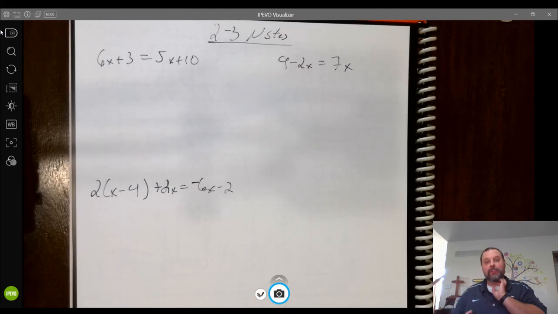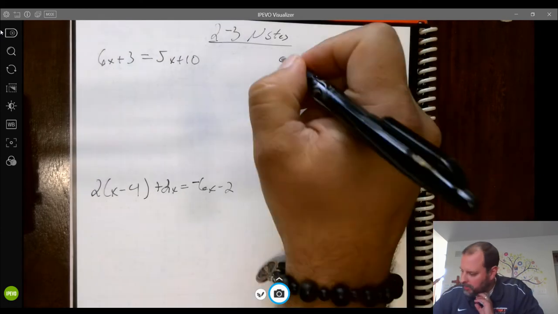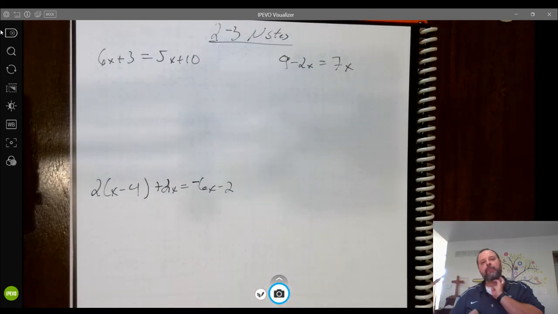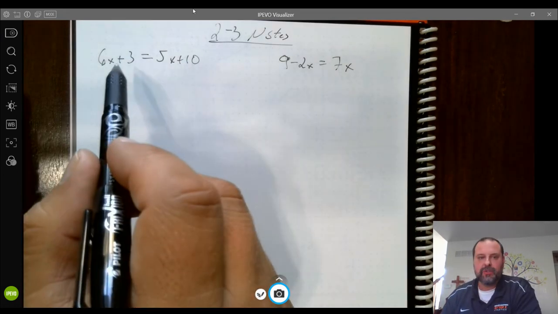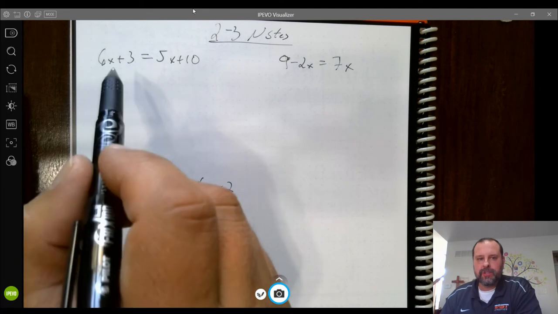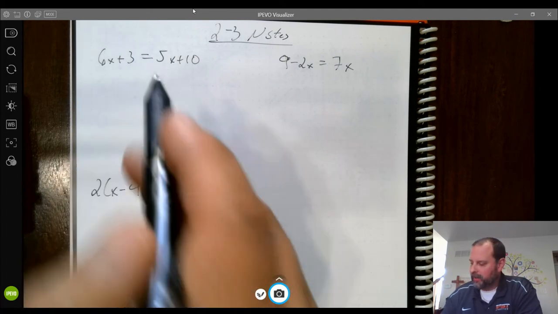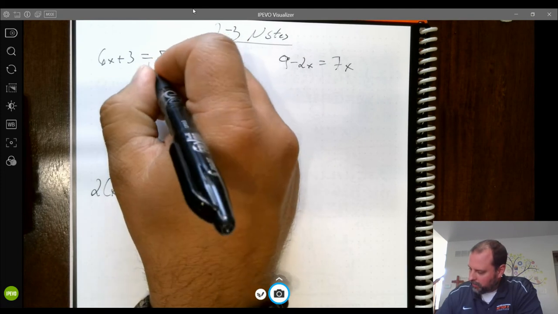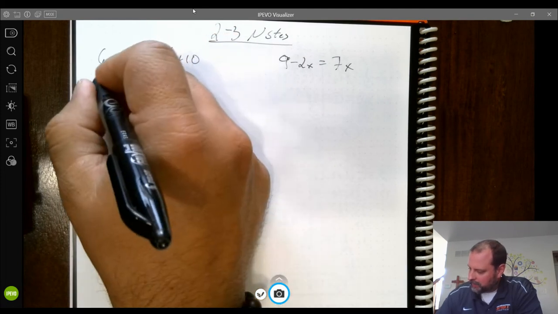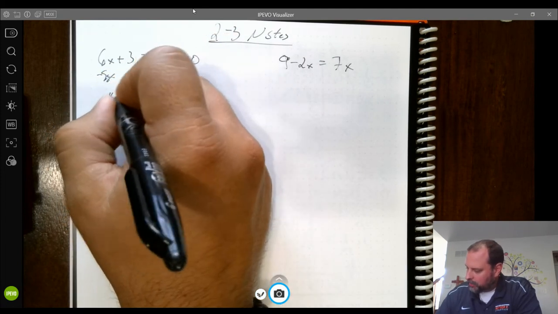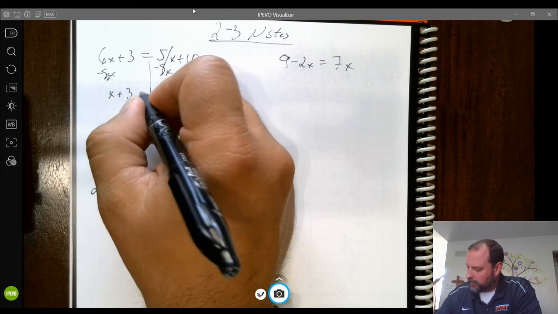So we're still using, sorry, this one's a 9, the same steps that we used before. You may not use all of them. So like this one, there are no parentheses, so I don't have to distribute. I'm just looking at, I need to move the variable to the other side. So the smaller of the two of 6x and 5x is 5x. So I'm going to subtract 5x from both sides.